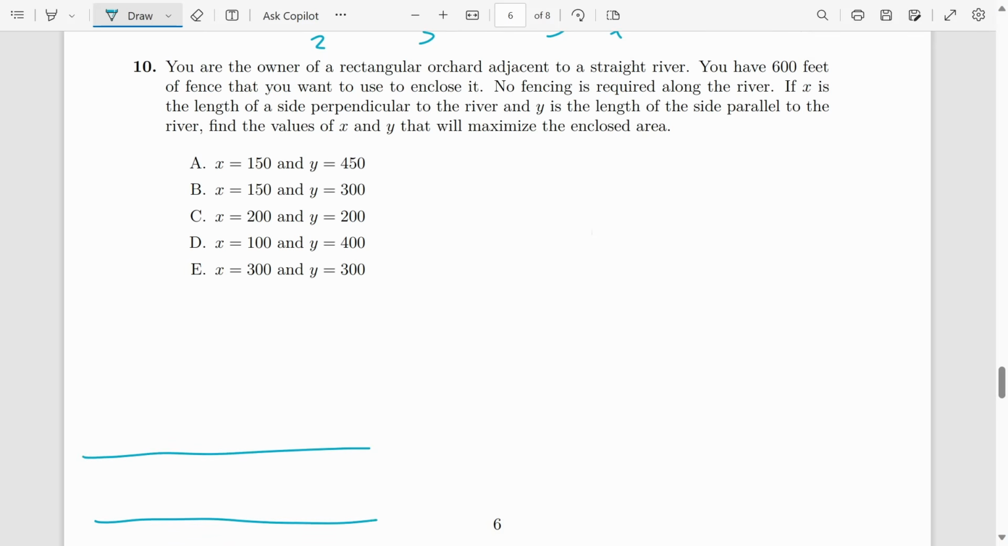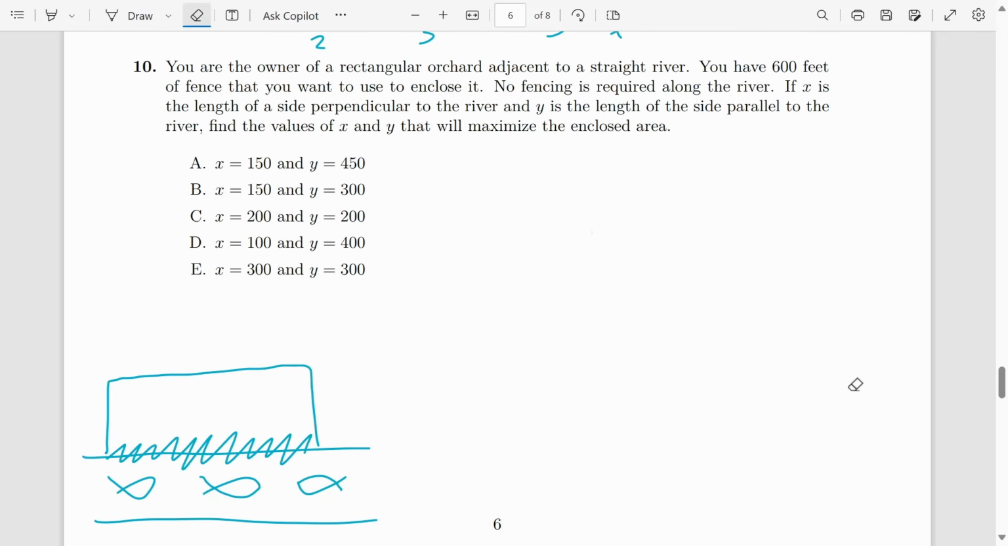Let's put this at the bottom. Just for dramatic effect, it's got fish in it, so you know it's a river. And then we have our fence building off of it. So this fence doesn't have any fencing running alongside the river. I guess maybe this fence is used to keep animals that can't swim in it, so you don't need to build a fence along the river.